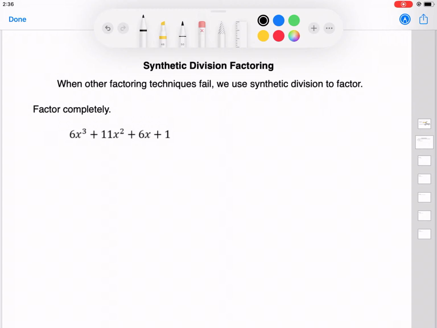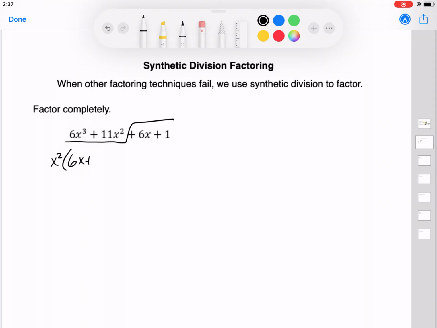Now we're going to go ahead and talk about how to actually factor using synthetic division. First off, usually when you see four terms like this, you can use the grouping method. But what you'll notice is when you take out the greatest common factor, 6x squared is not the greatest common factor, x squared is.